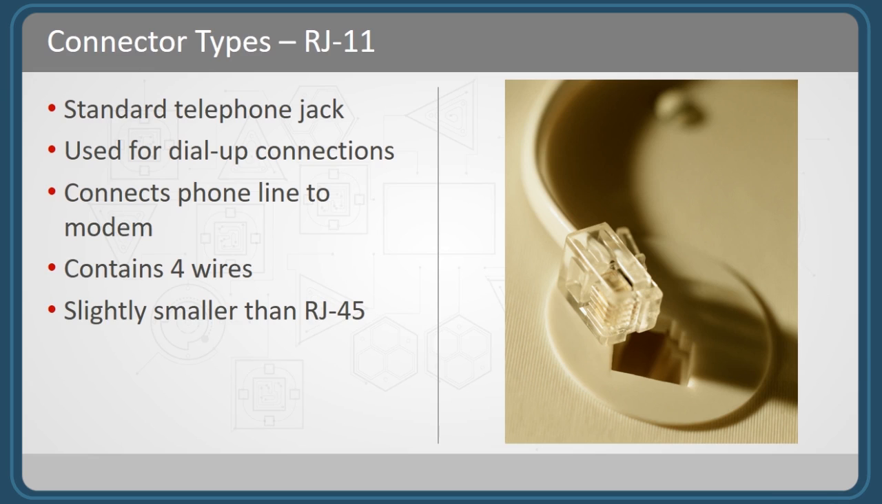The cable and the connector itself contains 4 wires, so it was slightly smaller than an RJ45, which we'll see in a moment. But with respect to the phone connector, if you are using a fairly new phone system in an office type of environment, there is a good chance that it would actually be using an RJ45 because it is an IP-based phone. But traditional landlines used and still use the RJ11 connector.